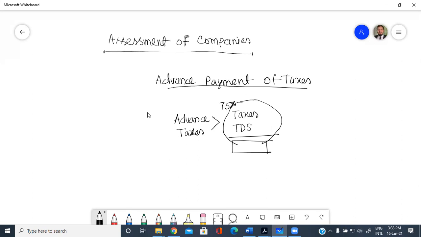Sir, 10% interest penalty. You have paid more or less in advance. So I have paid more taxes? You have paid more. In that case, you should expect reward or penalty?